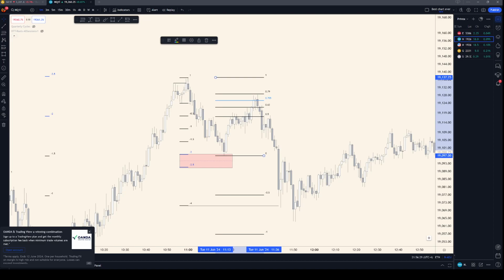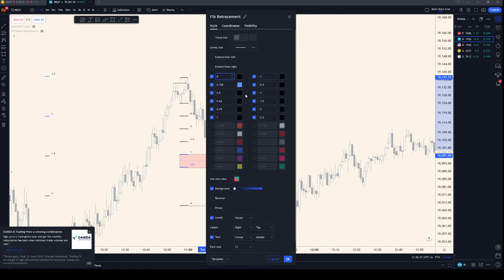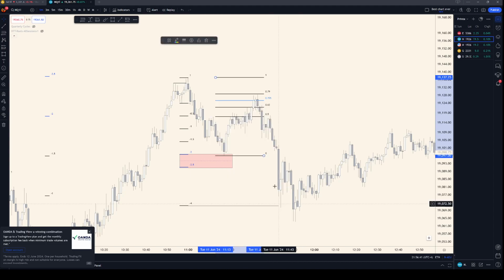You can use it as confluence for targets, or you can use it as confluence for an area that price could retrace from. Yeah, this would be the settings for the fib with premium and discount.